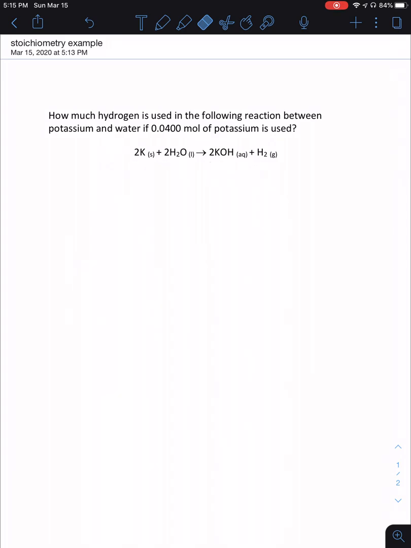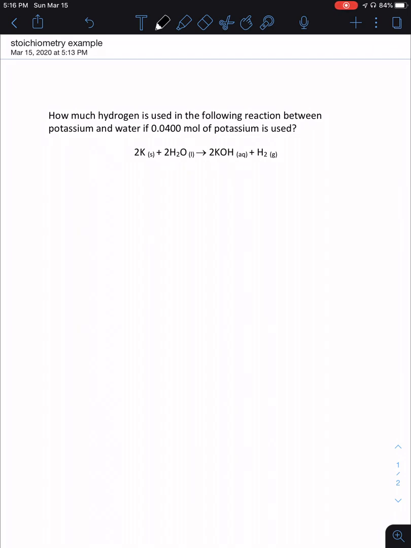So we can skip that step, but the first thing to take a look at is from this balanced equation, you know that 2 moles of potassium yield 1 mole of hydrogen. We get that from the 2 moles of potassium here and the 1 mole of hydrogen here. Because there's no number there, we assume it's just 1 mole, right? We want to figure out how much hydrogen is used, and we want that in grams.